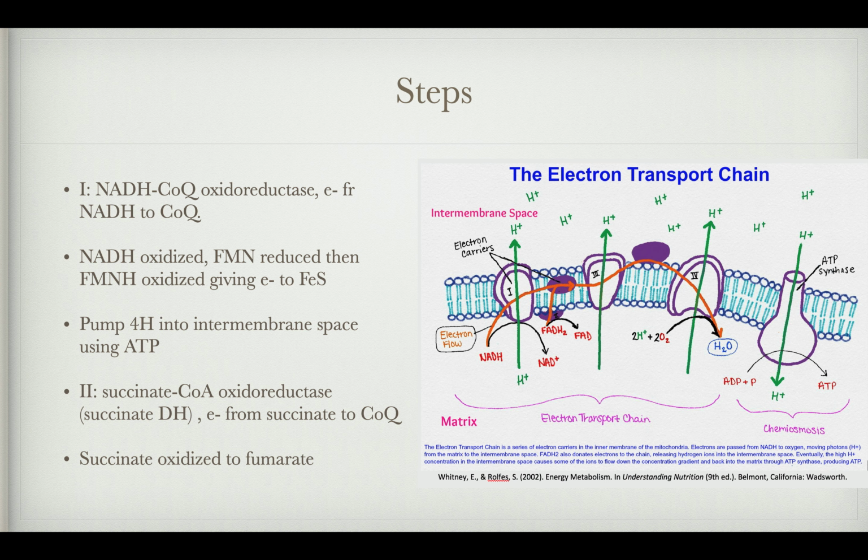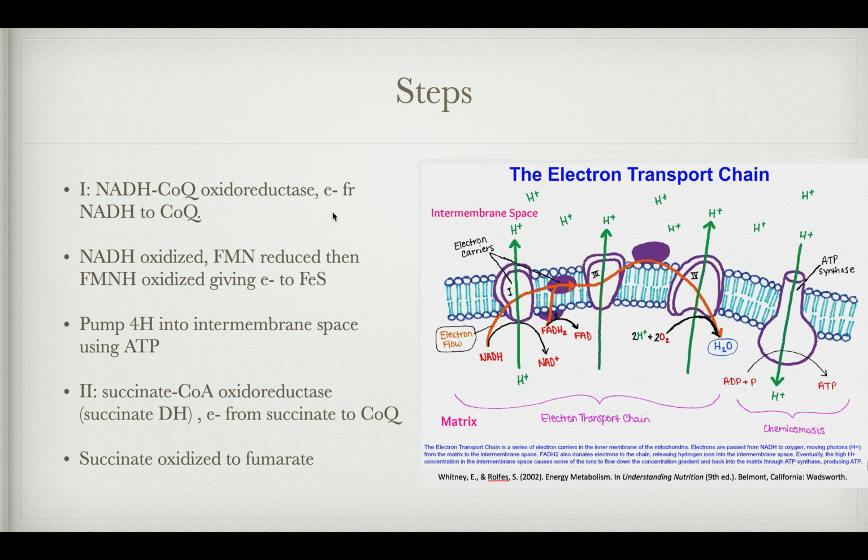Okay, so let's go through the steps. The first complex, the general gist is that using NADH coenzyme Q oxidoreductase, it will oxidize NADH and transfer those electrons to coenzyme Q, which will be reduced. So remember the names of the complexes, because the enzyme name will tell you exactly what happens. So oxidoreductase, you know this is going to be a redox reaction. The first component is going to be oxidized. The second will be reduced. This, in general, works for all enzymes, so useful tidbit of knowledge to file away.